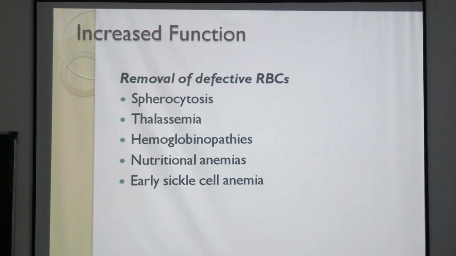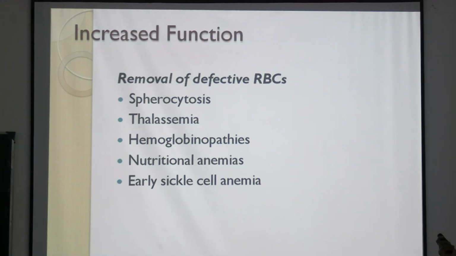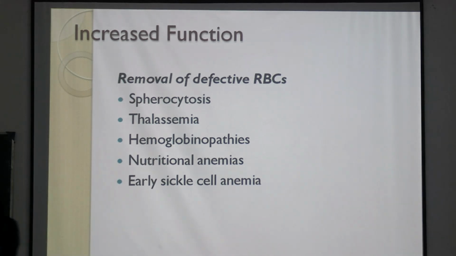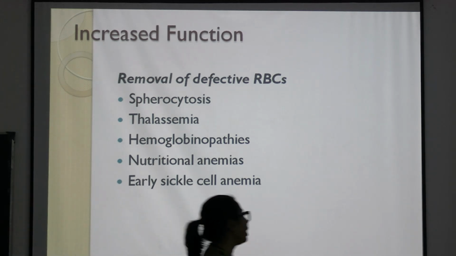Sorry. So now coming to increased function, removal of defective RBCs. What are the causes of defective RBCs? All the hemoglobinopathies, right? Then any kind of thalassemia. What is happening is abnormal cells are being formed which are non-functional, so they are getting destroyed in the spleen.